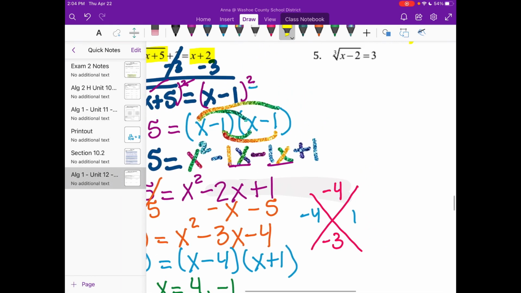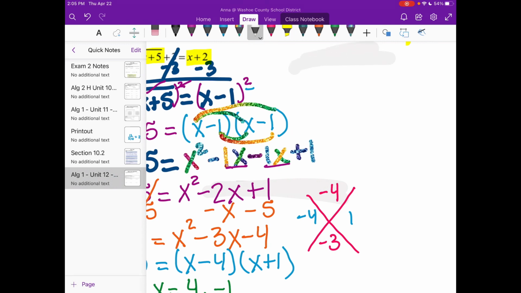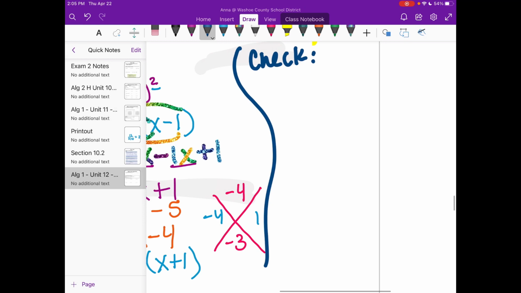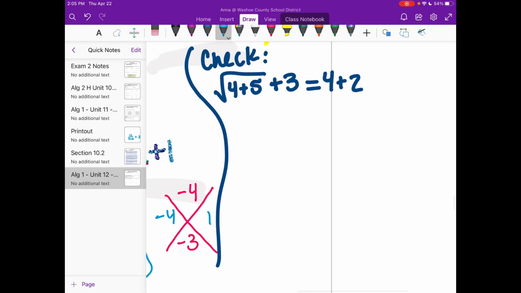It's fine. So go ahead and we got to plug in 4 first. So if I go to check it, and I plug in 4 where all the x's are in my original, I have square root 4 plus 5 plus 3 equals 4 plus 2, right? Yes, that's the original. Okay. So 4 plus 5 is 9, so I have square root of 9 plus 3 equals 4 plus 2 is 6. All right, well, square root of 9 is 3, so is 3 plus 3 6? Yes, it is, so I'm definitely keeping 4.